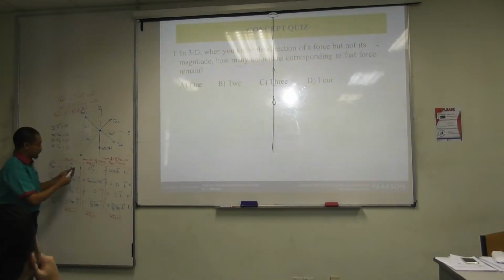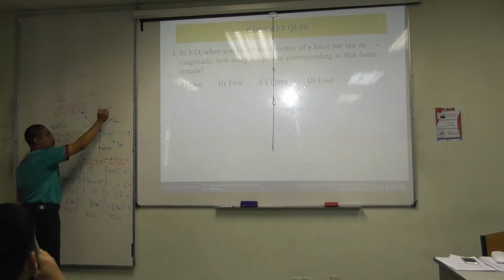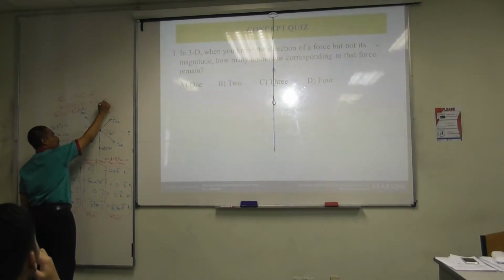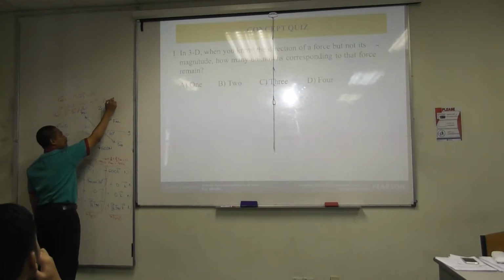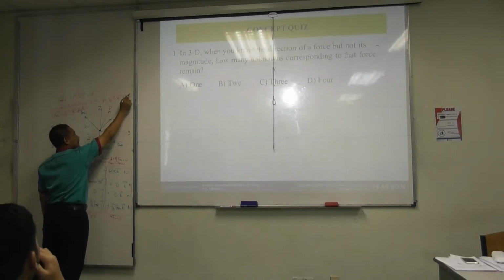Now, if you have a force like this, P, for example, and you do not know the direction, you do not know the magnitude. How will you write the vector? Pxi plus Pyj plus Pzk. How many unknowns?